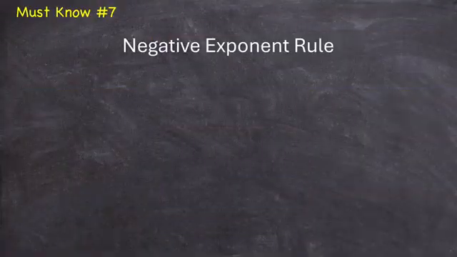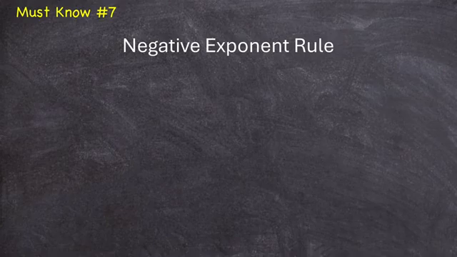Must know exponent rule number 7, the negative exponent rule. There are two versions of this rule that I want to show you. Rule number 1, if you have a base a raised to a negative power, that's equivalent to the reciprocal of that power raised to its positive exponent. So that would be equal to 1 over a to the power of positive n.